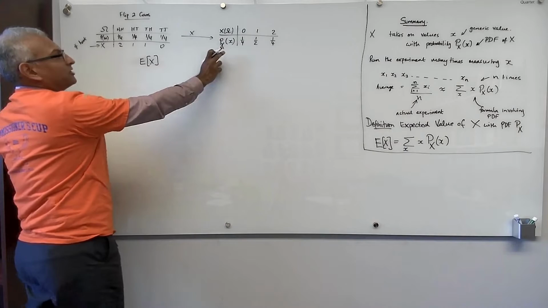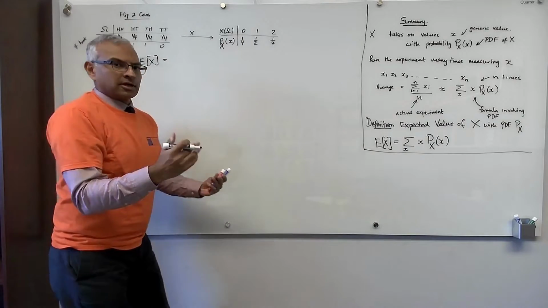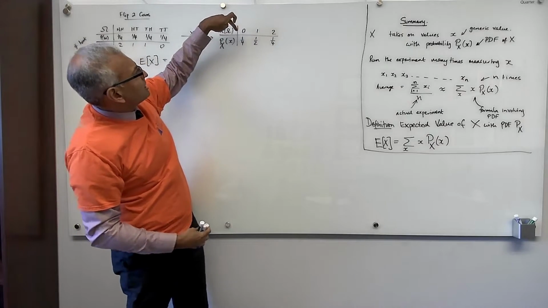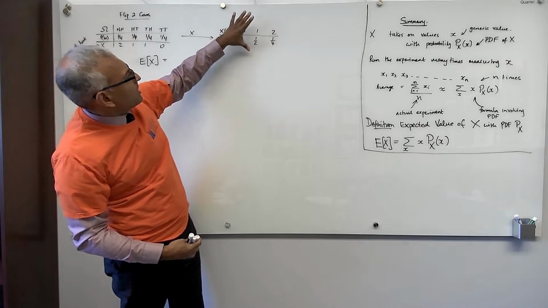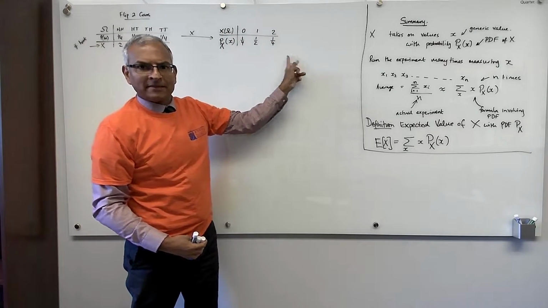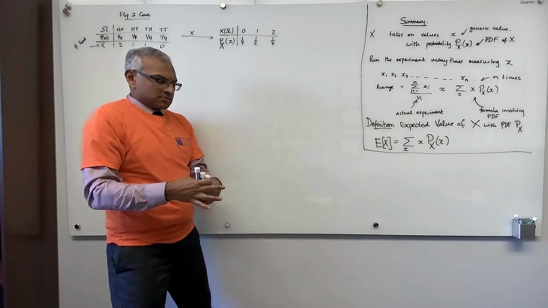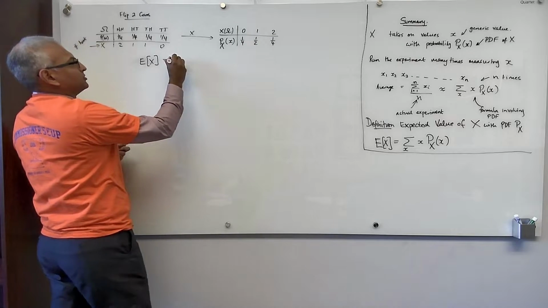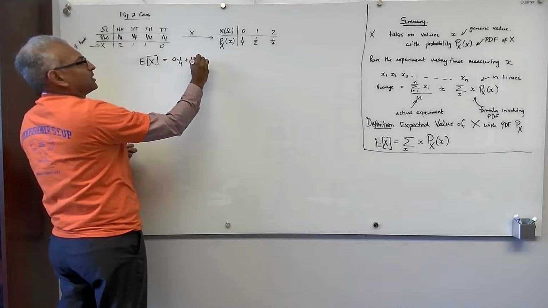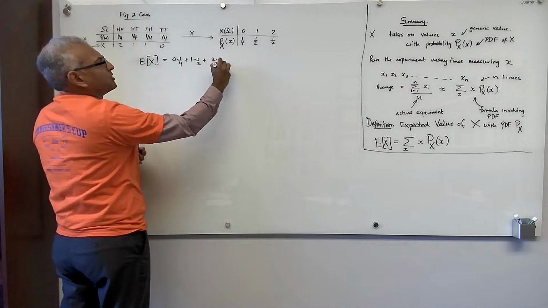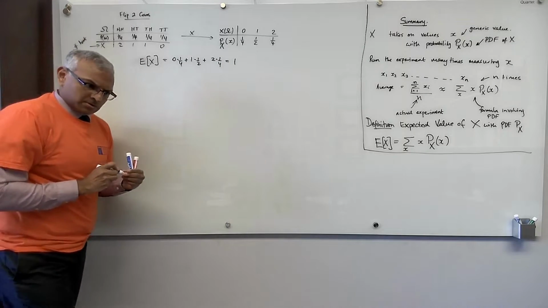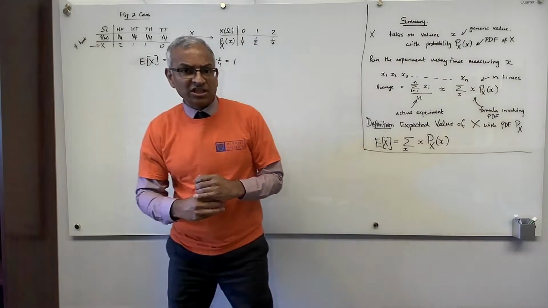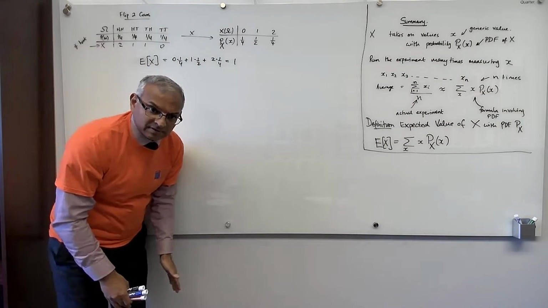So the expected value for this random variable is, if you want a prescription, you take the possible values, multiply by the corresponding probabilities, so multiply, multiply, multiply, and then add. That's all it is. It's a formula. So 0 times 1/4 plus 1 times 1/2 plus 2 times 1/4, which is equal to 1. So on average, when you run this experiment, you expect to see a 1.